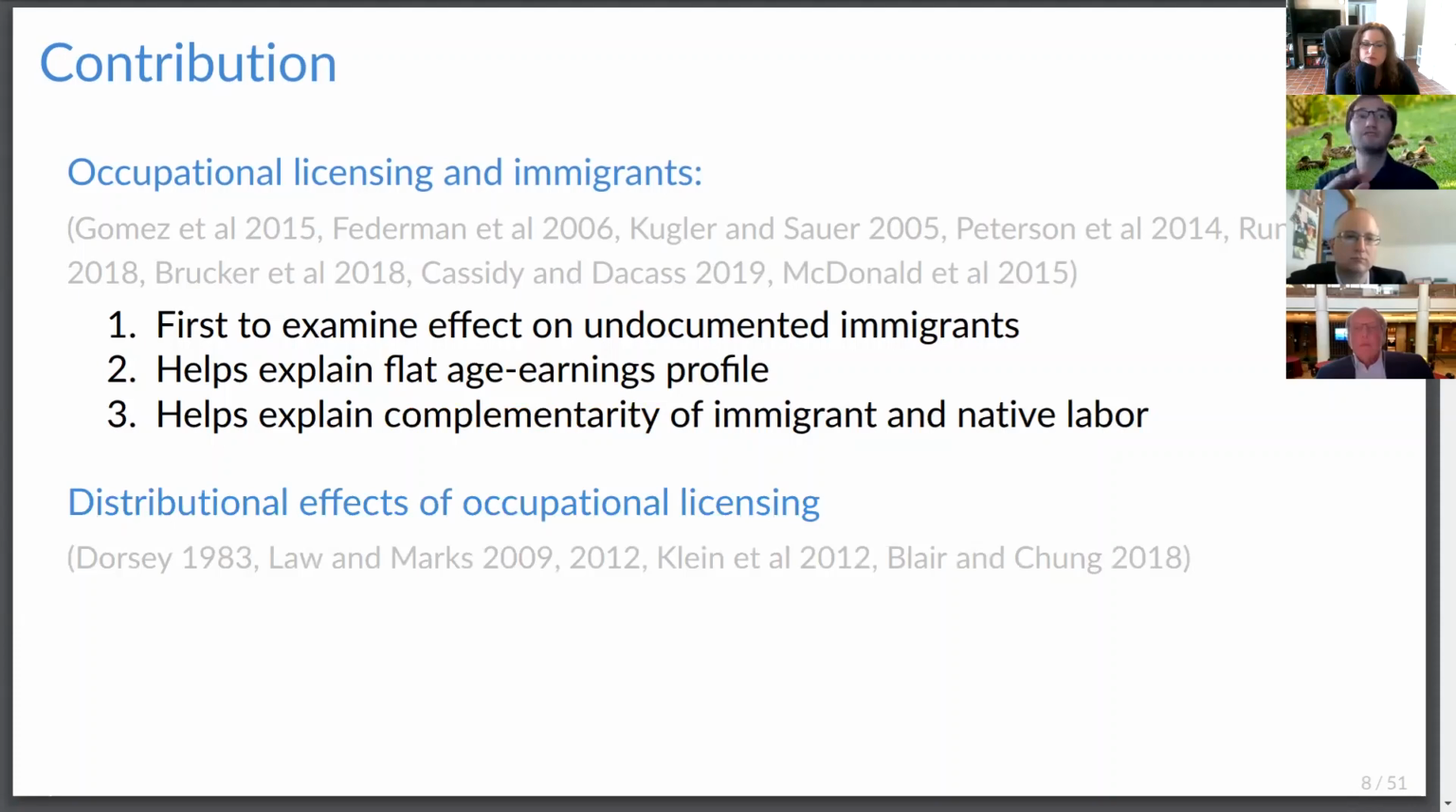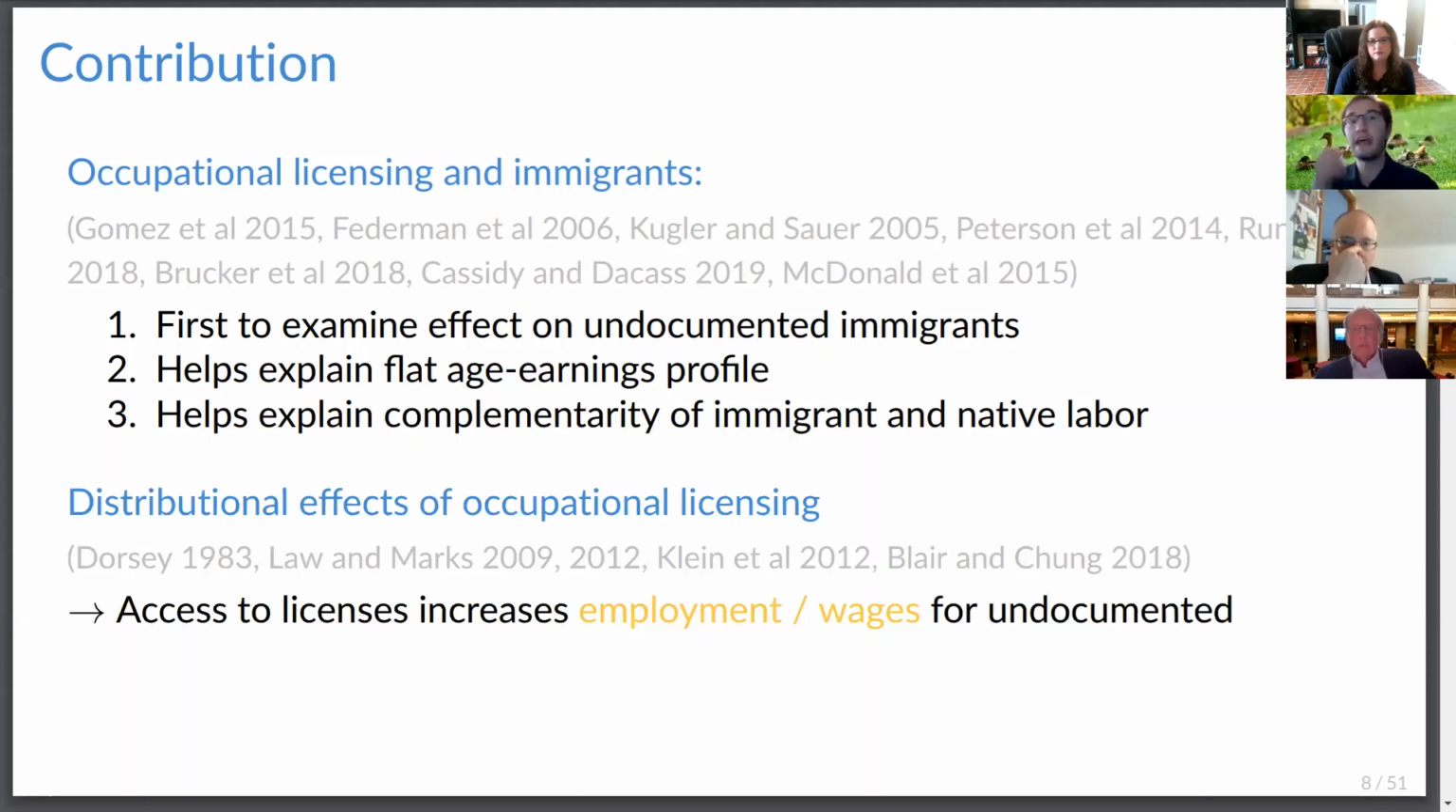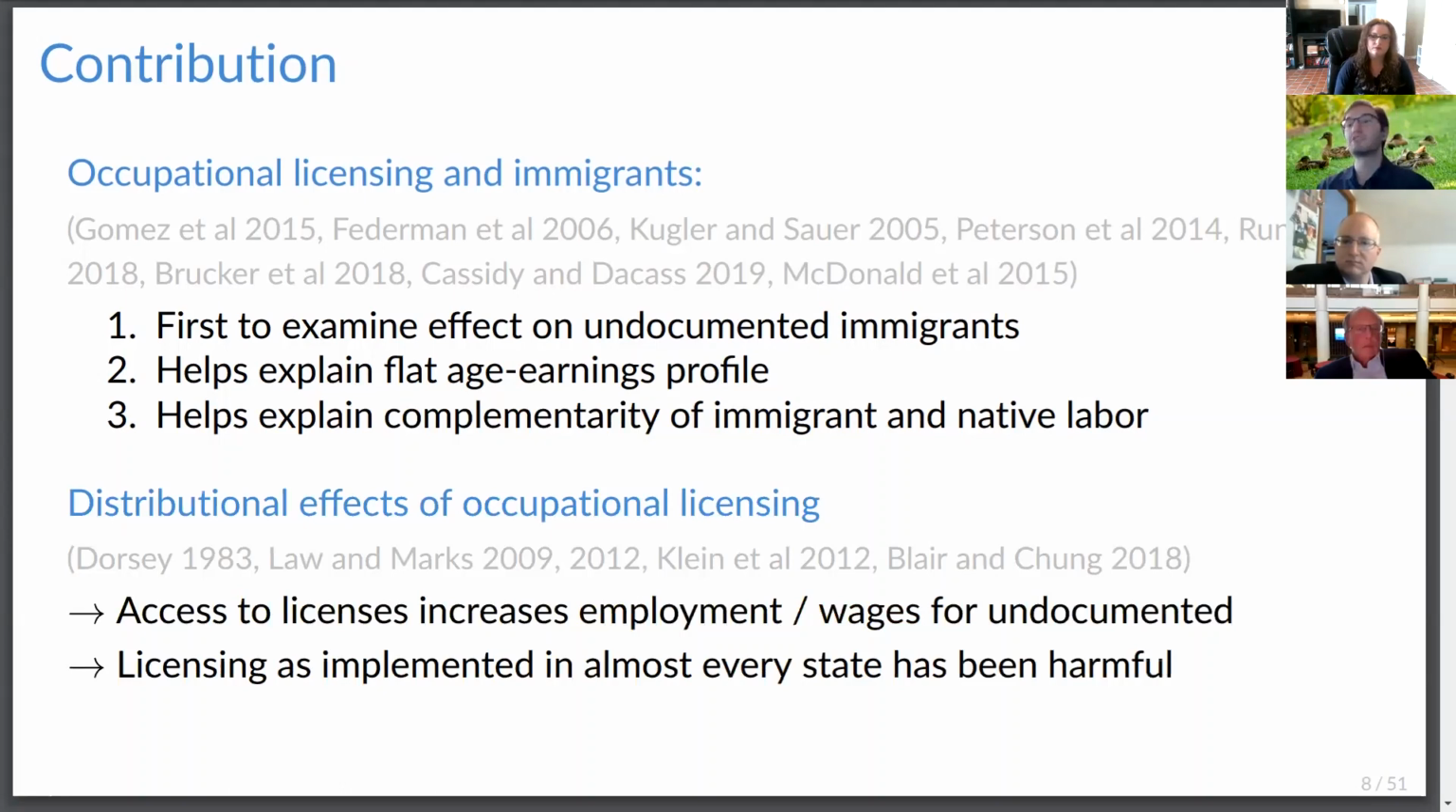And so the second area that I think this is contributing to are these papers concerned with the distributional effects of occupational licensing, right? There are lots of papers concerned with these efficiency concerns, but there's also another literature looking at the effects of licensing on African Americans and immigrants and other disadvantaged groups. In my results, I find that access to licenses increases wages and employment for a fairly economically disadvantaged group. My interpretation is that licensing, as it's been implemented in almost every state, has been harmful to undocumented immigrants, right?